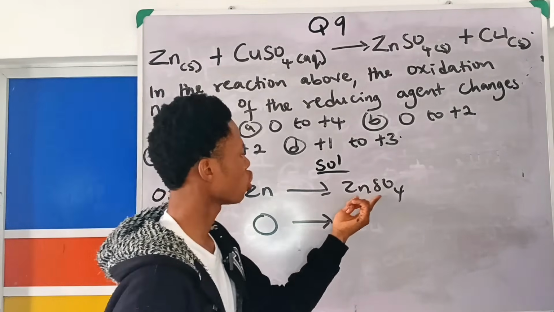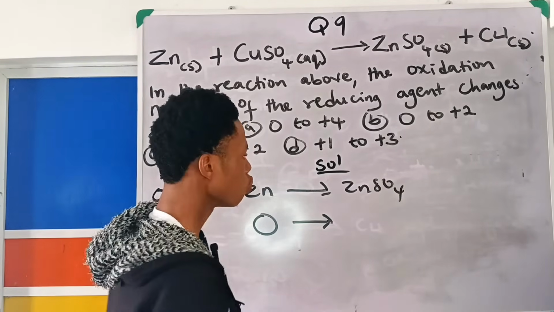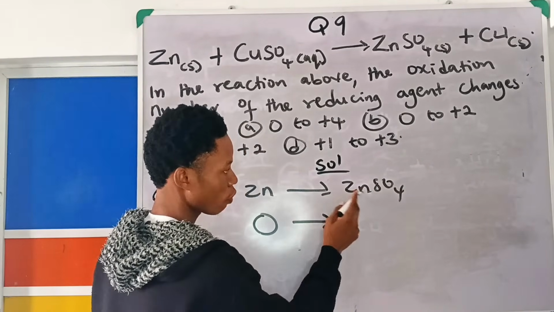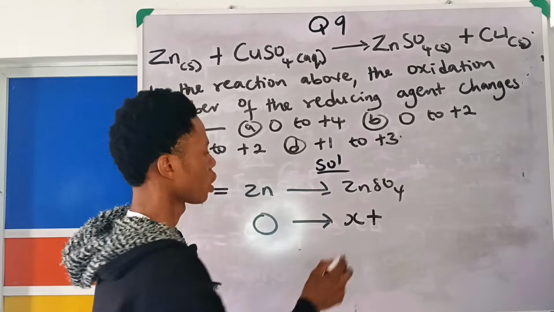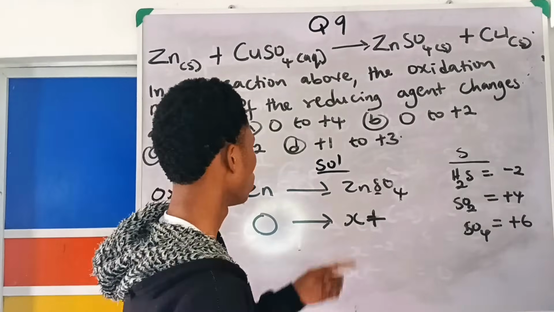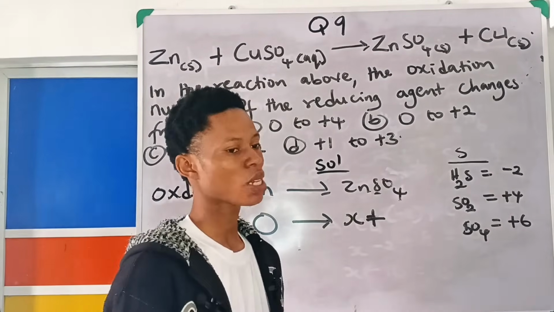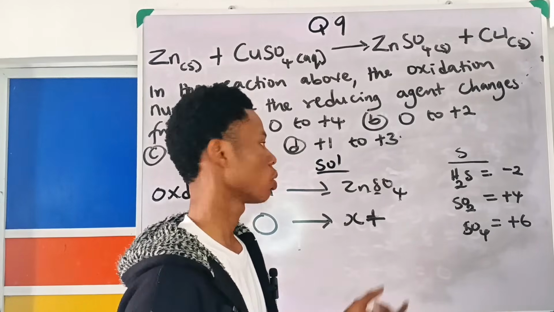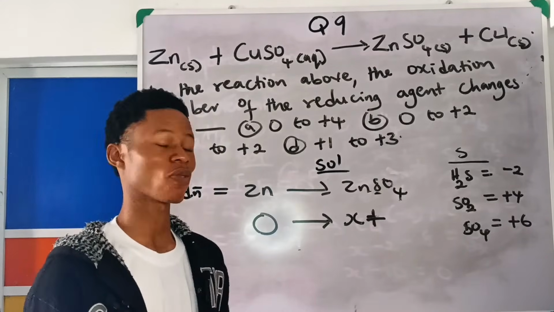We want to check the oxidation number of zinc here in zinc sulfate. We don't know that of zinc, zinc is what we are looking for, so we'll make it x plus. Now sulfur here, what is the oxidation number? All right, now we've written x for zinc because that's what we're looking for. Now sulfur, please take note, among all the compounds, the oxidation number of sulfur changes depending on the compound it finds itself in.